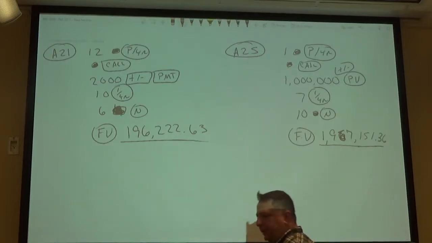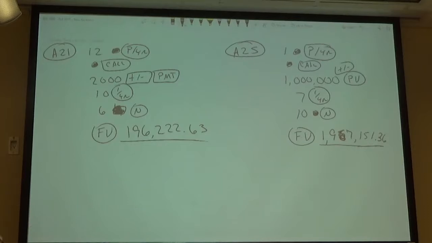1,967,151.36. Let's think about this one for a second, because this is the sort of thing every real estate developer and investor loves to think about. I bought a property for $1 million, I own it for 10 years, I want a 7% rate of return on my holding period, how much am I going to have to sell it for to achieve that required rate of return of 7%? They're going to have to basically double their money if they hold it for that period of time.